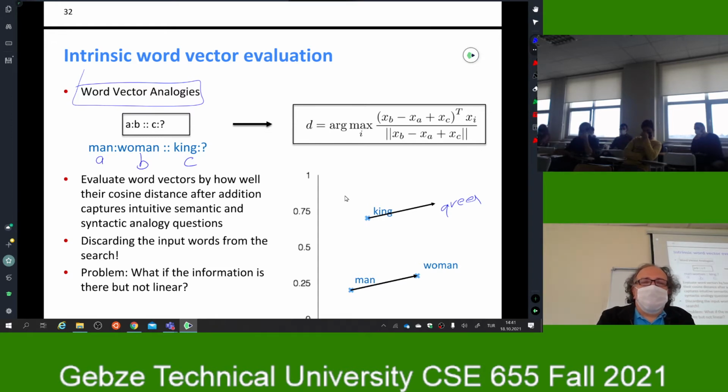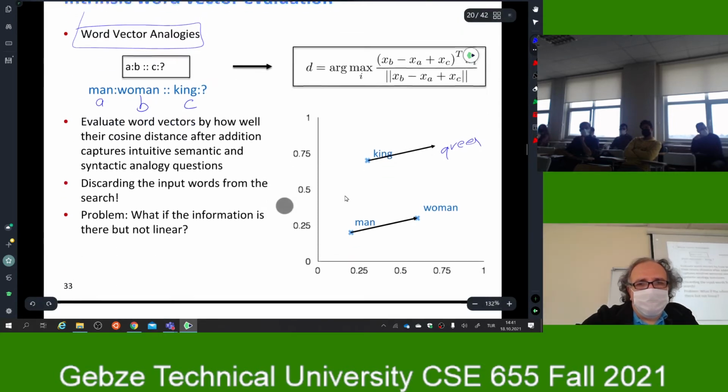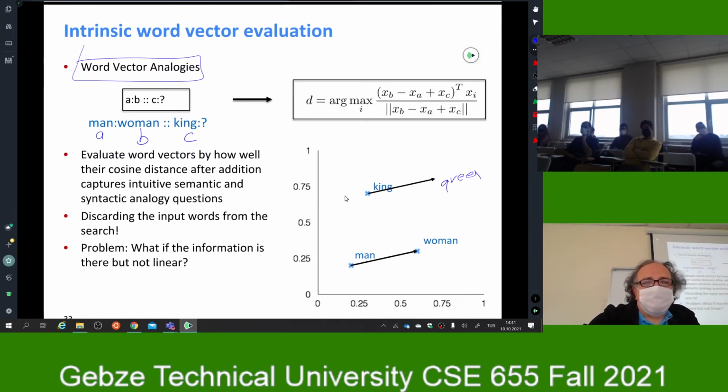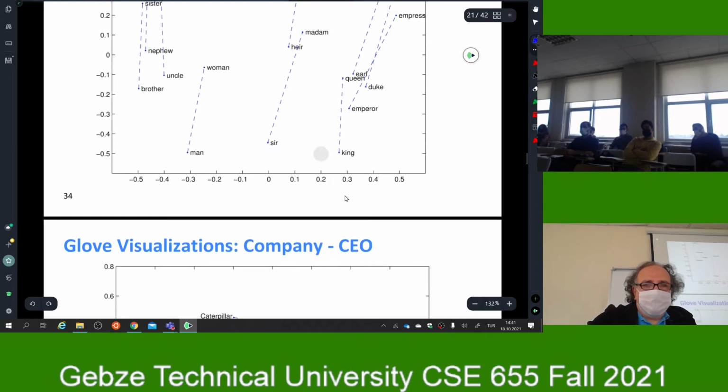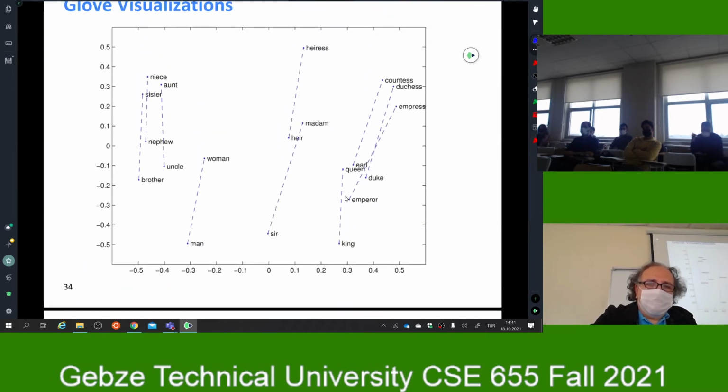Anyway, so it works. It should work. These kinds of analogies, and if the analogies are coming back nice, then you would say that intrinsically this is working well. Another one, like this one: brother, sister, nephew, niece, uncle, aunt. Again, you say man, woman, brother, and the question mark. It should come back with sister.